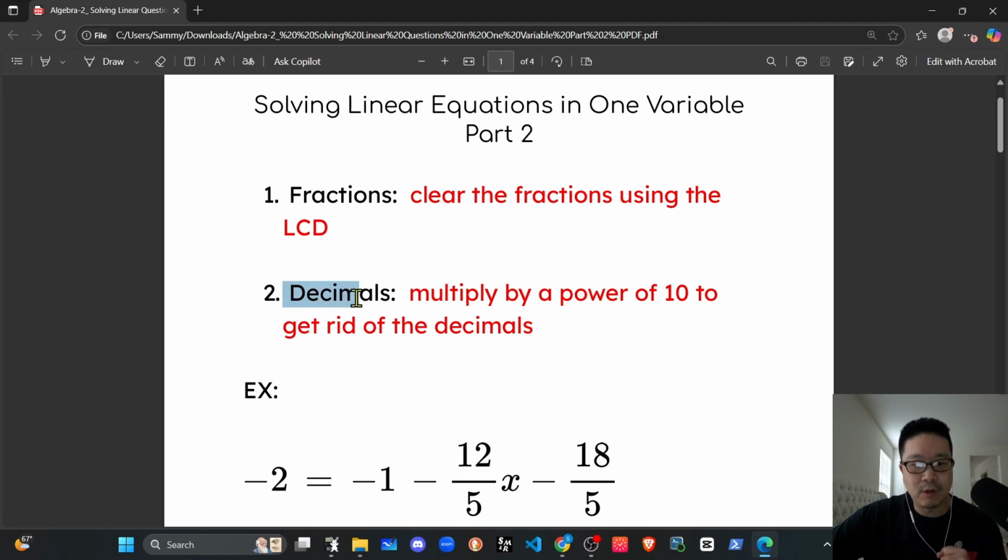The second exception will occur with decimals, and the strategy for getting rid of decimals is to multiply by a power of 10 to get rid of the decimals. Now, the power of 10 that you multiply both sides of the equation by is going to be determined by the highest number of decimal places you have in that equation. So if the highest number of decimal places you have in your equation happens to be 2, you would multiply the whole equation by 10 to the power of 2, or 100. So let's move on to our first example.